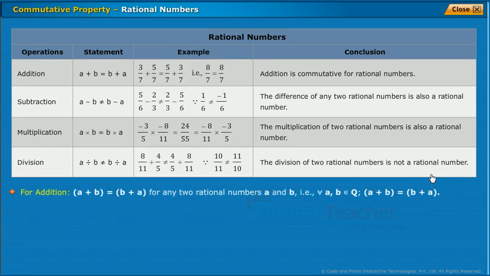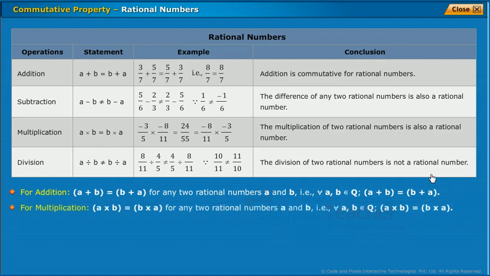For addition, a plus b is equal to b plus a for any two rational numbers a and b, that is, for all a, b belongs to Q. Thus, a plus b is equal to b plus a. For multiplication, a into b is equal to b into a for any two rational numbers a and b, that is, for all a, b belongs to Q. Thus, a into b is equal to b into a.